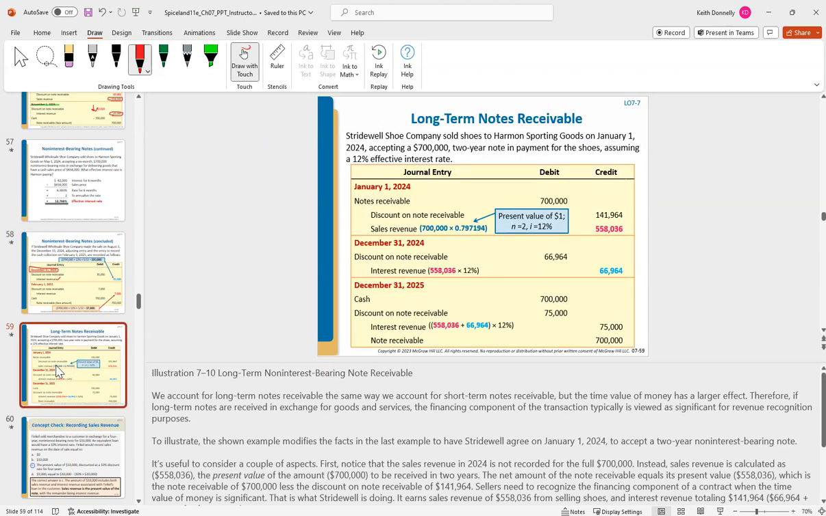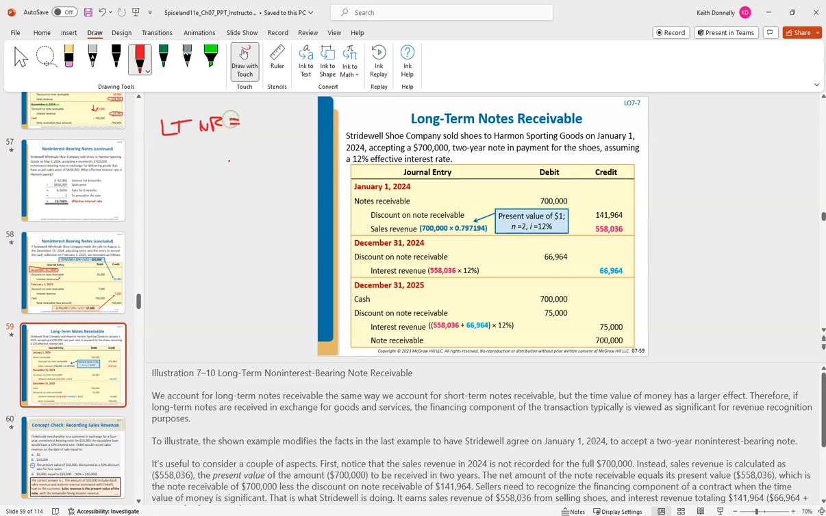Here they have a long-term note receivable. So this is an important thing in kind of transition. We were just talking about short-term note receivables. We said generally that's going to be less than a year. We said that we have to be able to calculate interest on that. We talked a little bit about non-interest bearing notes. Now we're going to talk about long-term notes receivable.